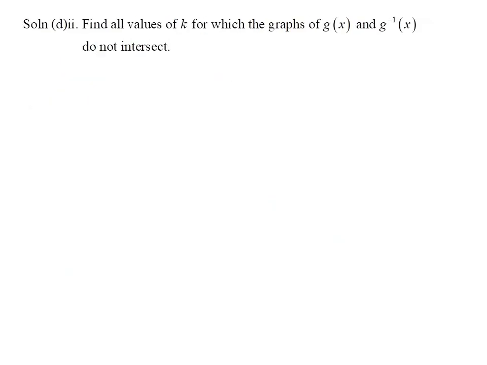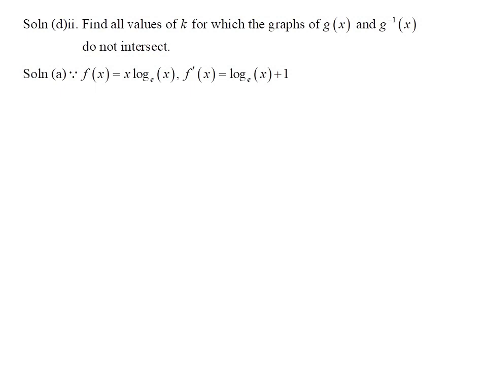Here we continue to explain part D of question 8. Subpart 2 of part D is to find all values of k for which the graph of g(x) and its inverse function do not intersect. Now let's answer this question by starting with part A, which requires finding the coordinates of point Q.